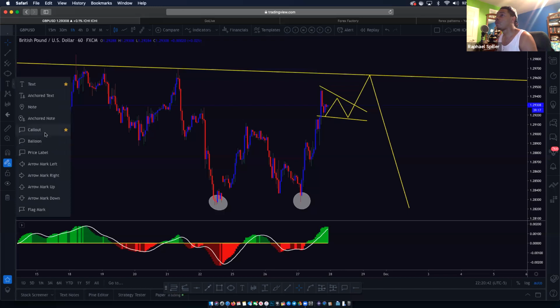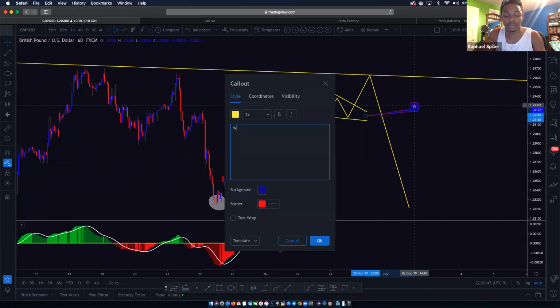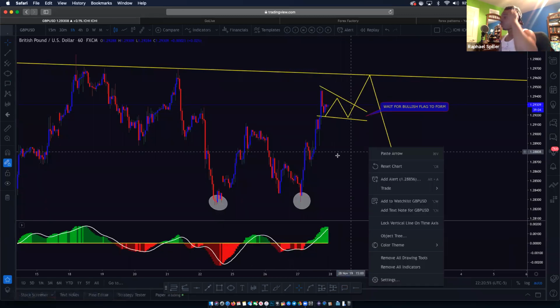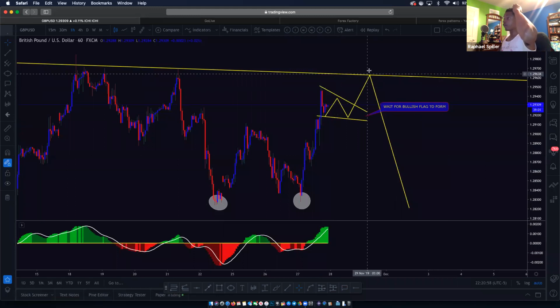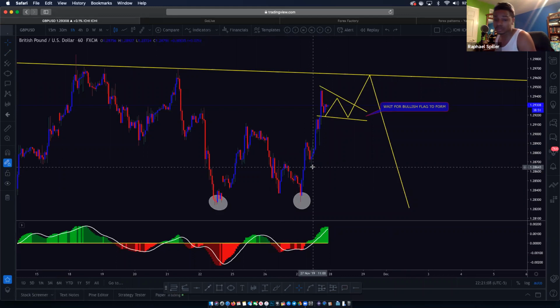So what we need to do is wait for a bullish flag to form, if we're going to come up here. If not, just wait for an impulse, another bearish flag to form, then drop. Just wait for those things. Bull is up, buy is up, sell is down. I don't know what else to tell you.